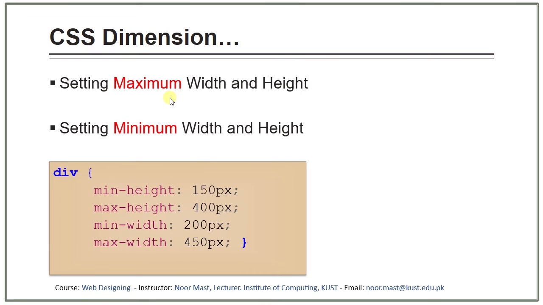As in the following example, the width and height properties are defined for the div element. So the height of the div element will never be less than 150 pixels and never be greater than 400 pixels. Similarly, the range of the width property is also defined to range from 200 pixels up to 450 pixels.